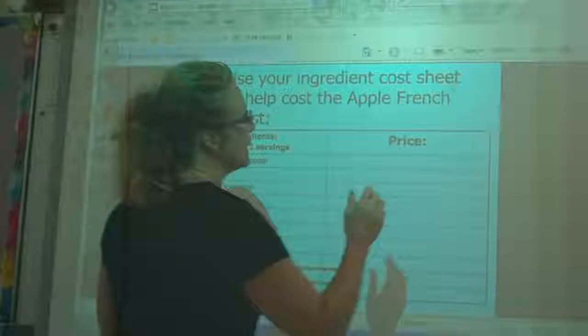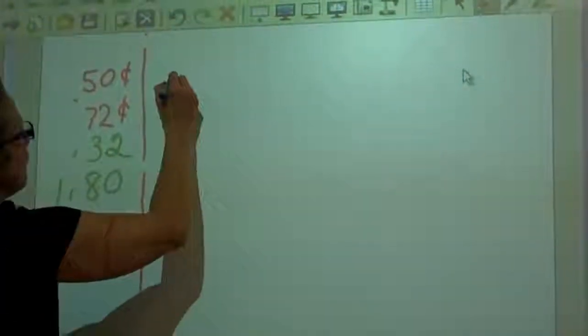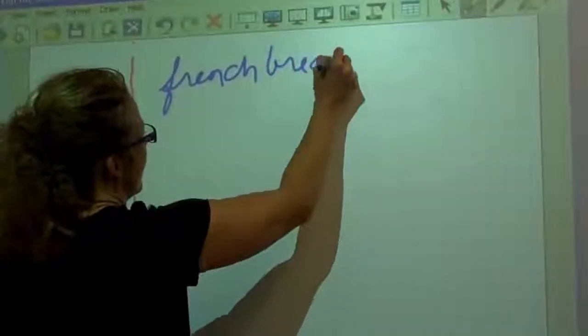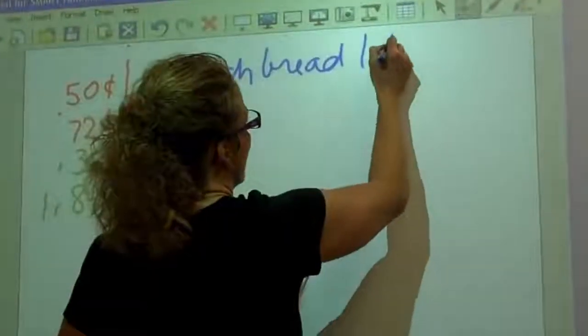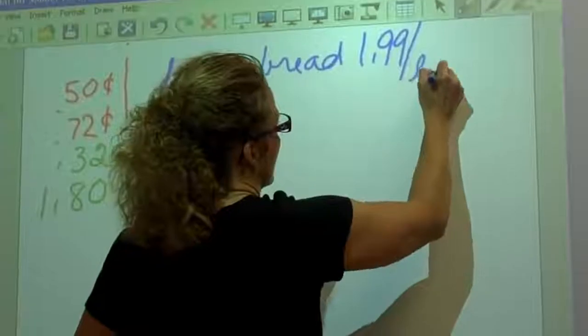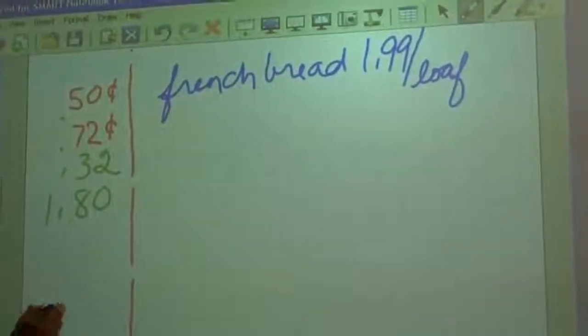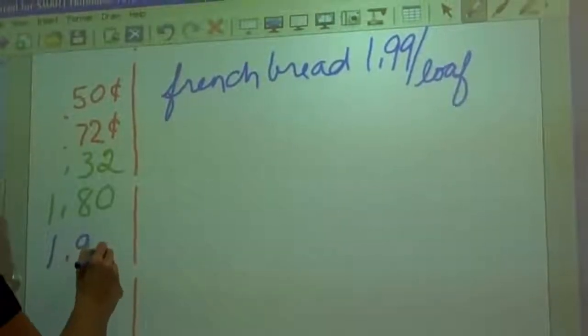And of course, we went back. The next item we need is French bread. So our French bread is $1.99 a loaf. All right, we need 1 loaf of French bread, so no math. Everybody's having a party here.